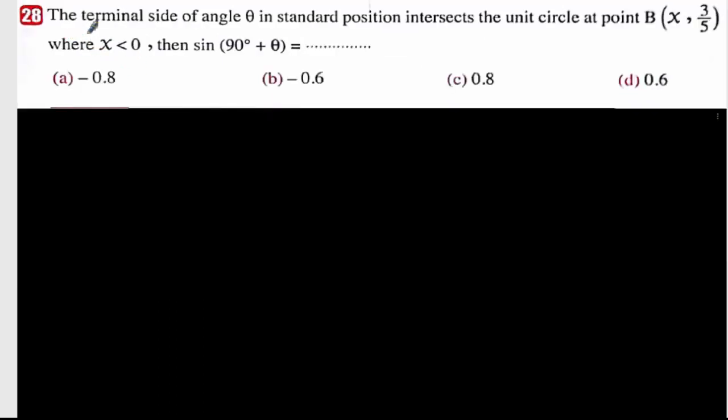Question number 28. The terminal side of angle theta in standard position intersects the unit circle at point B of coordinates x and 3/5, and x is less than 0, it means x is a negative value. Then sine of 90 plus theta equals.